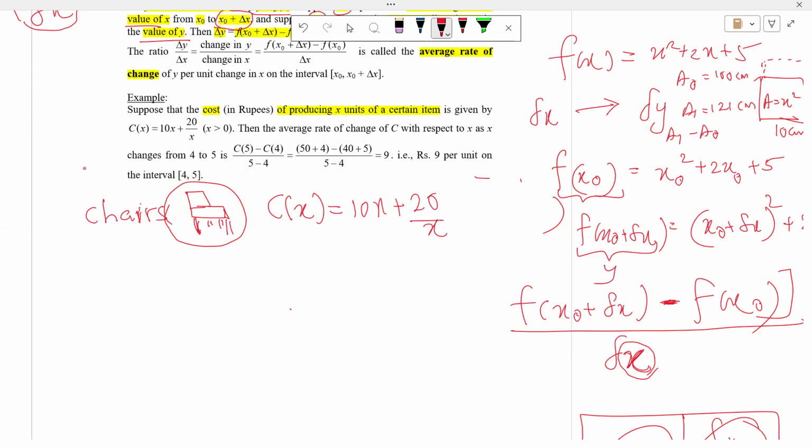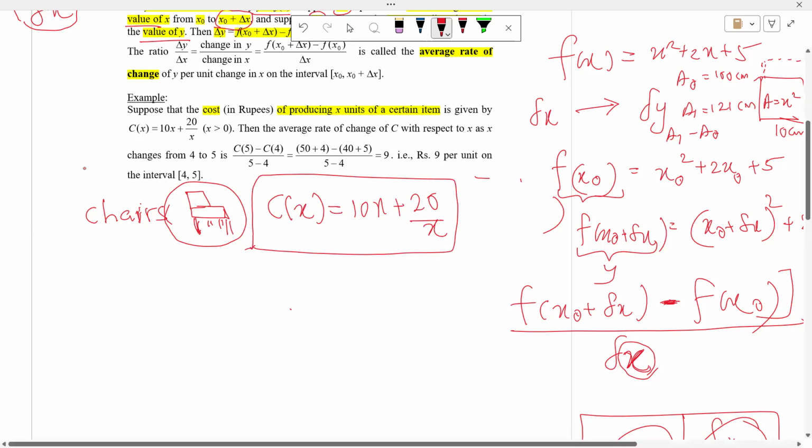So what is the meaning of this function? Depending on the number of chairs you are manufacturing, you have an equation, and the cost will change with the number of chairs. Let's say you are manufacturing more chairs, maybe your manufacturing cost will be reduced. If you manufacture 100 chairs rather than 10, maybe the cost will be reduced. Maybe different factors influence it, right?